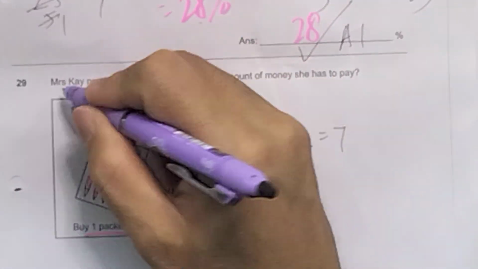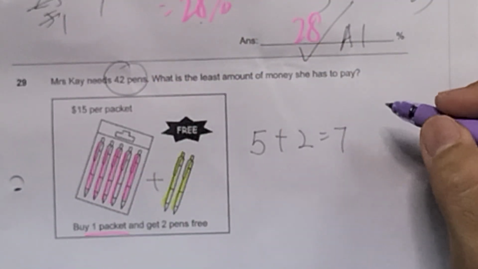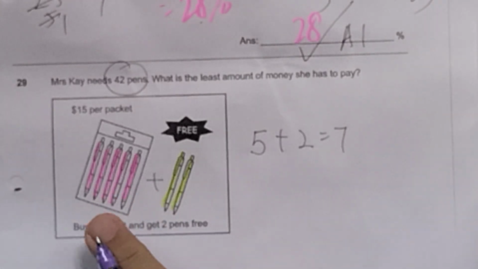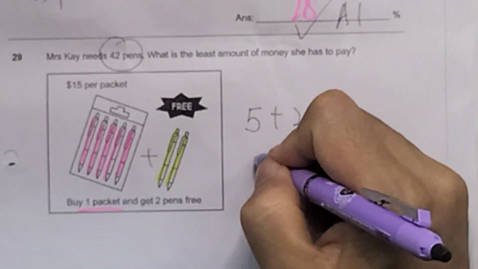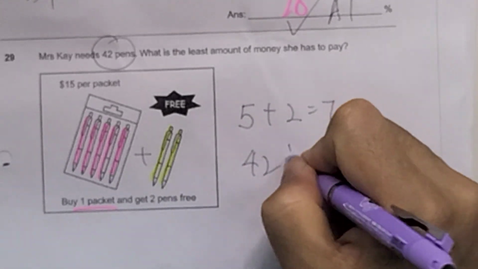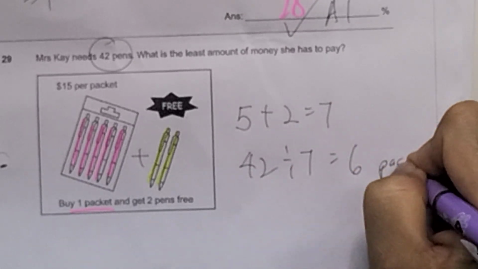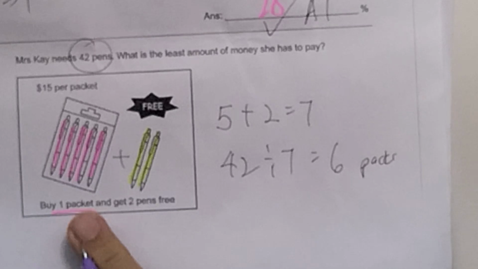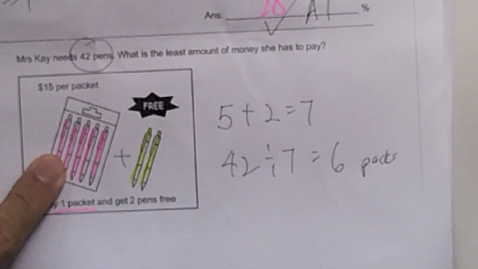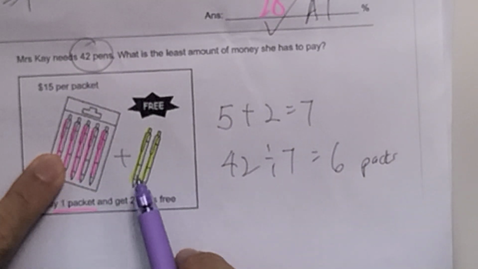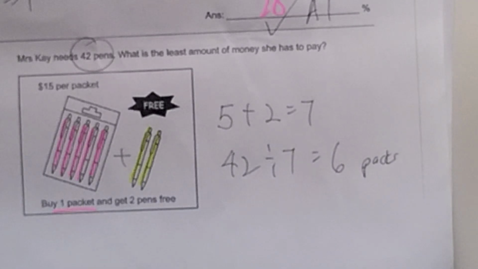So if Mrs. K wants 42 pence, and every time she buys 1 packet she gets 5 plus 2 is 7, how many packets must she buy? She divides by 7, right? She needs to buy 6 packs. When she buys 6 packs, she will get a lot of free pens.